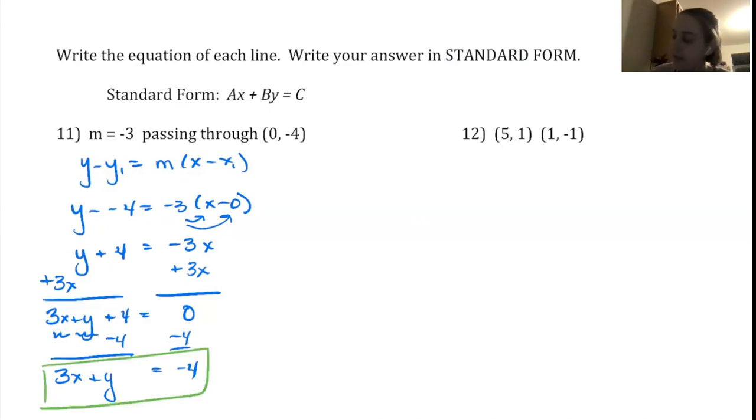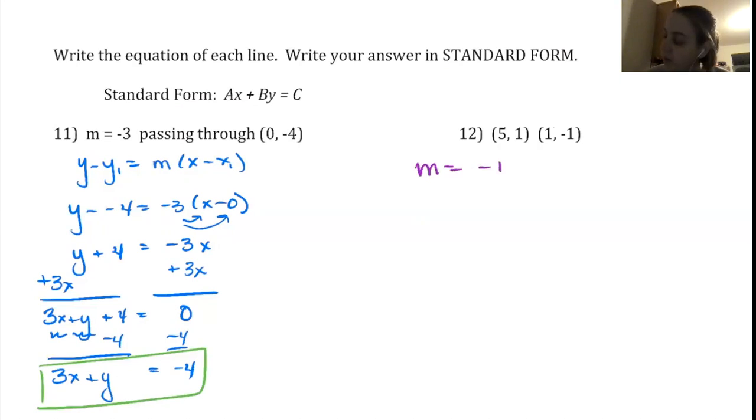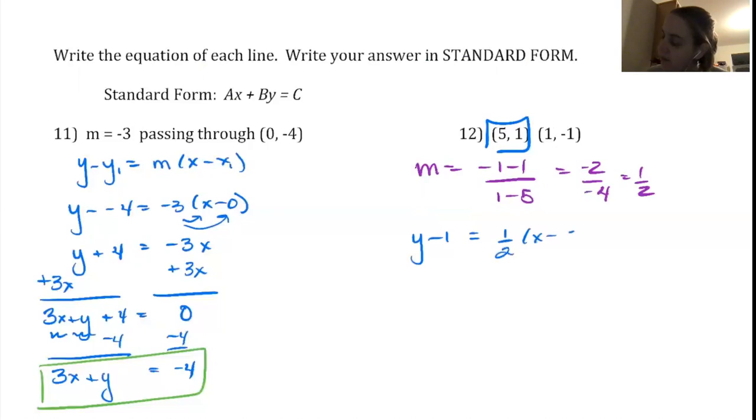Number 12 is the same idea, but again, they didn't give us a slope. M equals negative 1 minus 1 over 1 minus 5. The top is negative 2 over negative 4, which is 1/2. Let's use the first pair. Those are both positive. So y minus 1 equals 1/2 times x minus 5. I'm going to distribute. Y minus 1 equals 1/2 x minus, in your calculator, that would be 2.5, but I'm going to leave that as 5 over 2.